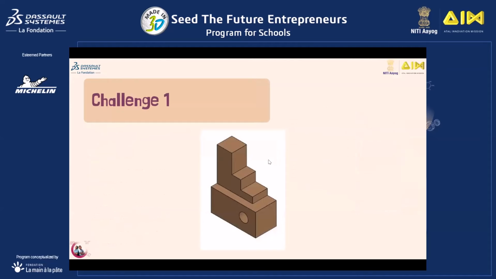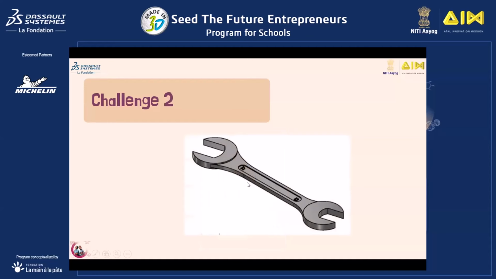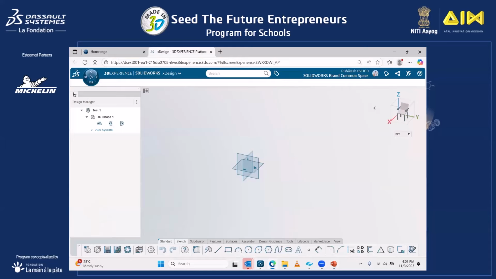So let's start with challenge one. This is our solid body which we need to make on the 3D experience platform X design. Let's start with making a 2D geometry and then taking it to 3D geometry. I have selected the XY plane first. These are our three planes, which I already explained in our earlier session held on Friday. So let's start to sketch on this.